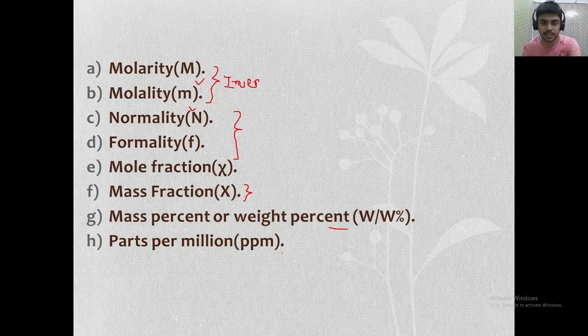And parts per million. Why parts per million is required, I think you know that dissolved minerals in rivers and seas are measured in parts per million because they are present in very small quantities with respect to the amount of water that is present. So they are measured in parts per million, like lead in river water. Okay, so let's start with molarity.